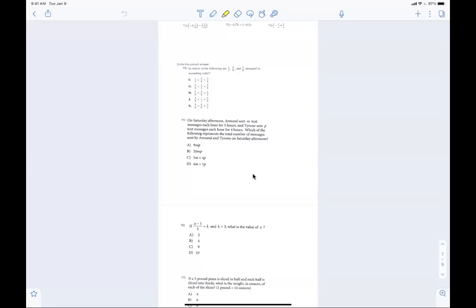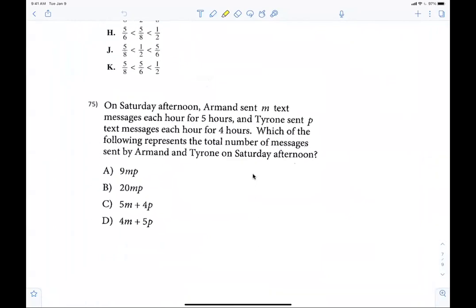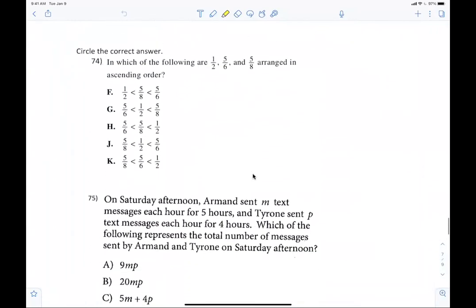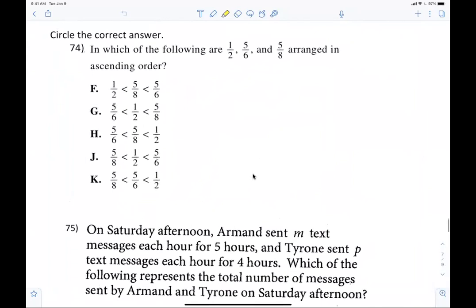Thank you. All right, here we go. So number 74. Everybody take a look at 74. Brianna, let's start with you today. Guys, I want everybody paying attention. We're just going to go right down and up and down and up the rows.